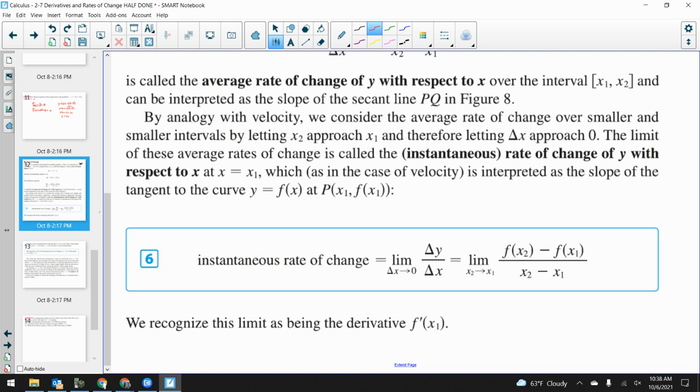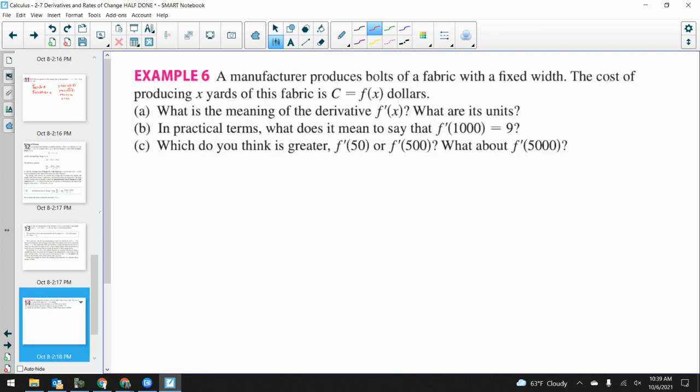Okay. Now, my last couple examples are just application. I'm not really going to go through the math, but I just want to talk about how it relates. Like my first example here: a manufacturer produces bolts of fabric with a fixed width.